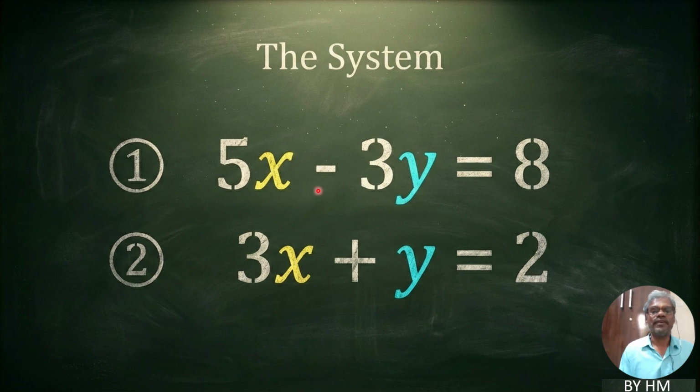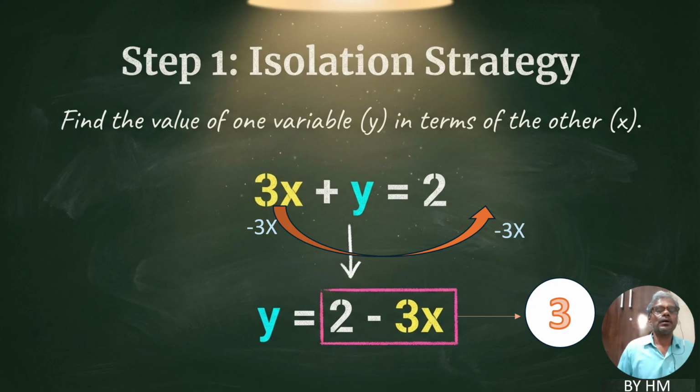Consider the system 5x minus 3y is equal to 8 as equation 1, 3x plus y is equal to 2 as equation 2. In the substitution method, the first step is the isolation strategy. Find the value of one variable, y, in terms of the other, that is x. Here we see the second equation 3x plus y is equal to 2, in which y has a coefficient of 1. So by moving 3x to the right, we can easily isolate y.